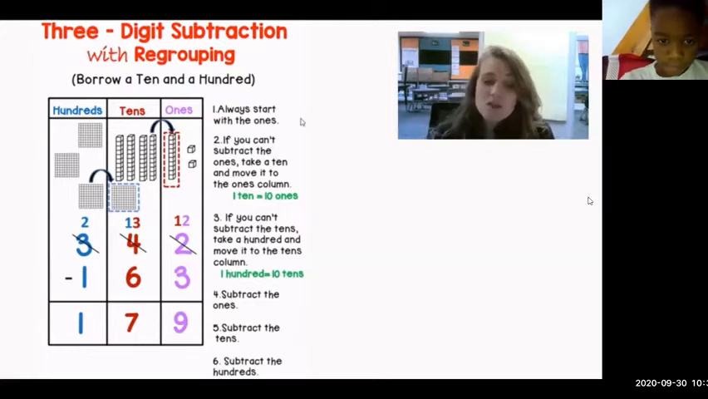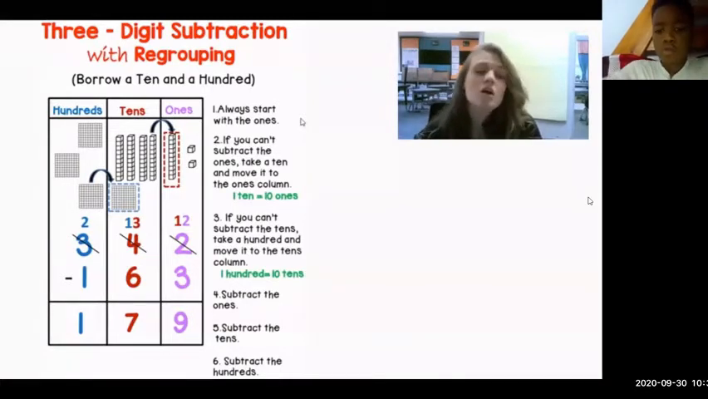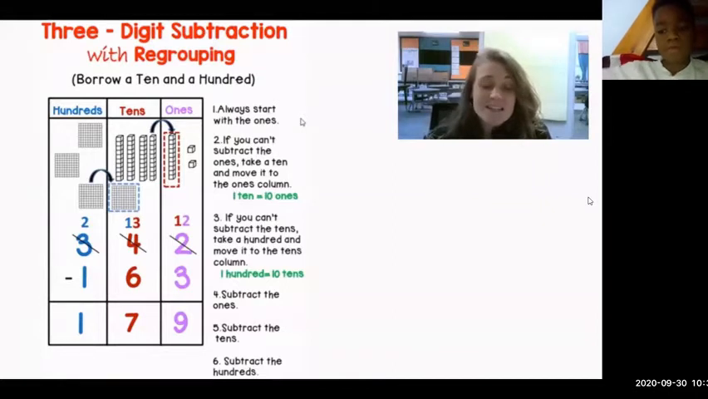Step 3 is to move into the tens. If you can't subtract the tens, take 100 and move it into the tens column. In this case, we have 3 tens because we took 1 into the ones place. 3 tens subtracting 6 tens. We can't do that, so we have to borrow one of the 300s, turning it to 200. That gives us 13 tens. 13 tens take away 6 tens gives us 7 tens.